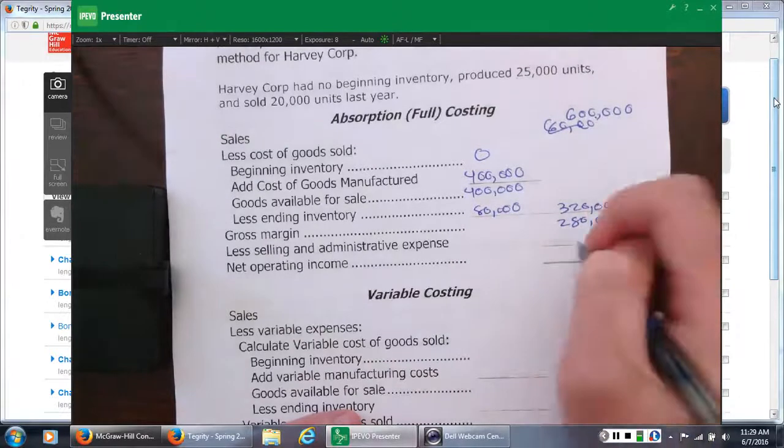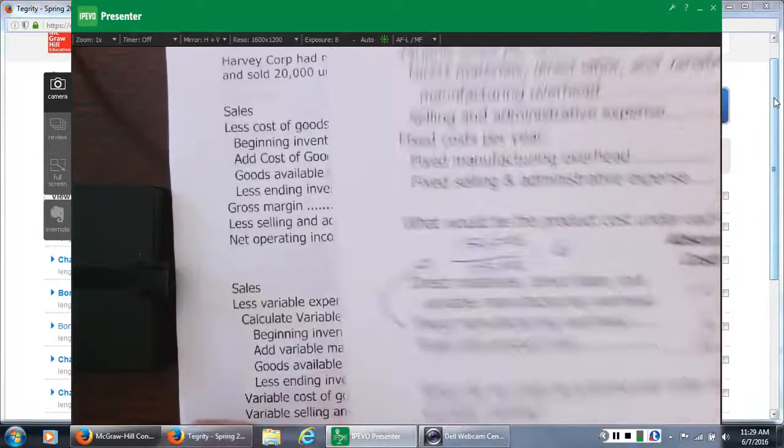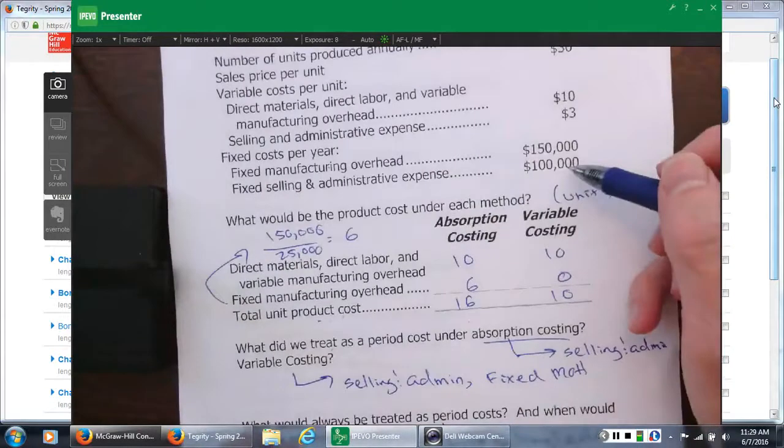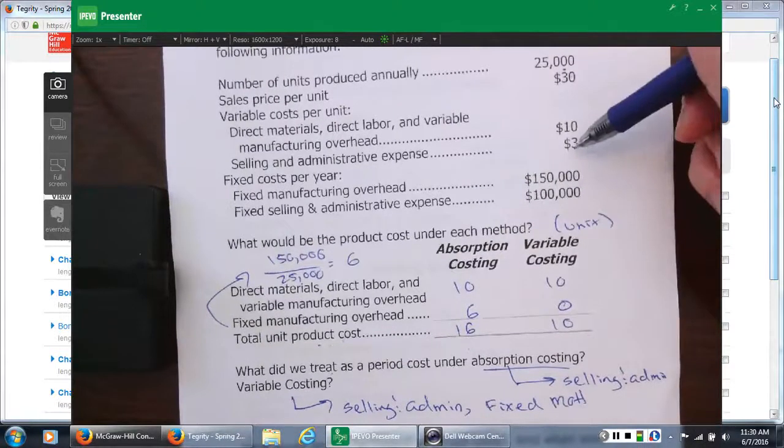Then I subtract out my $160,000 worth of selling and admin expenses, and let me show you how I got that. Here's my fixed selling and admin expenses, 100,000, and then plus I have to add in my variable selling and admin expenses.